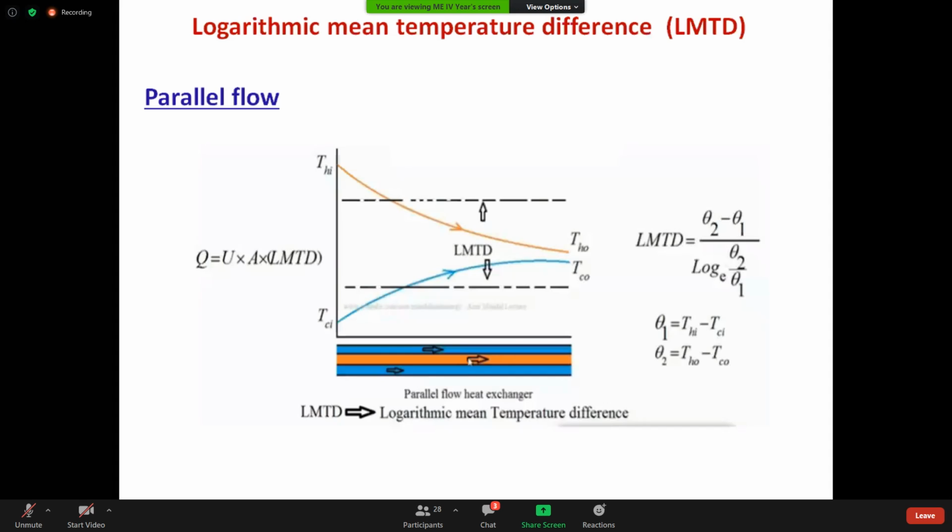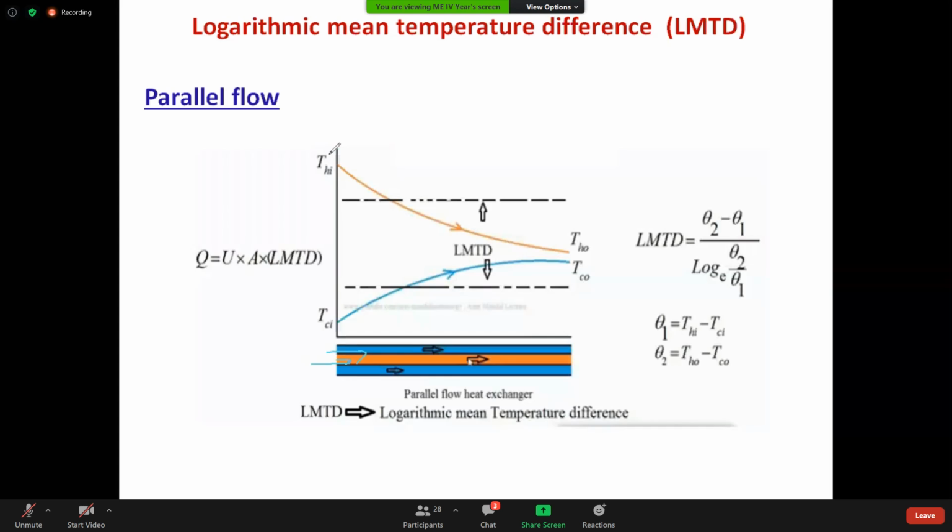Now there are only two here: the logarithmic mean temperature difference for parallel flow and counter flow. For cross flow we don't have derivations, right? For effectiveness, parallel flow and counter flow, that is 4 derivations. But I'm not going to discuss the effectiveness; I will tell you how to do it. Let us see parallel flow first. What is parallel flow? When two fluids are flowing in the same direction, that is parallel flow.